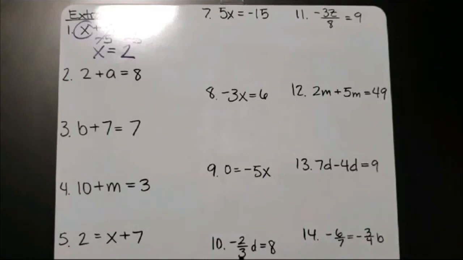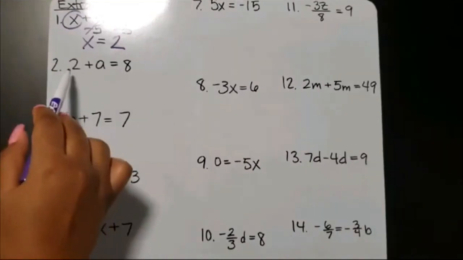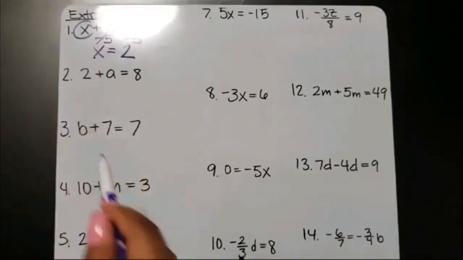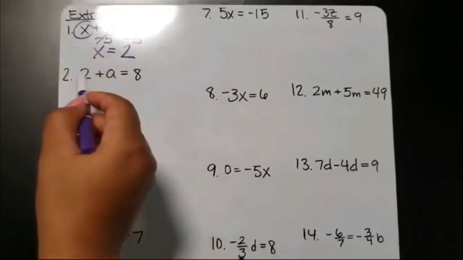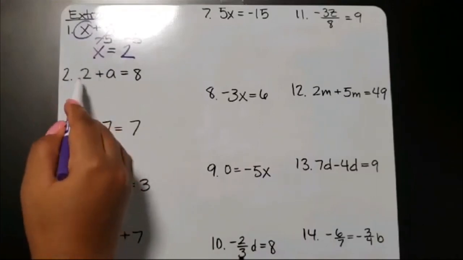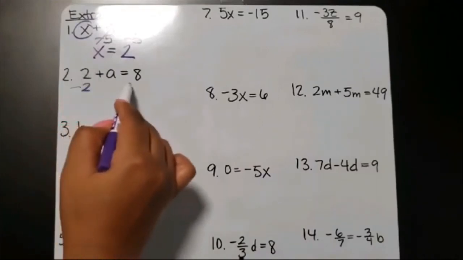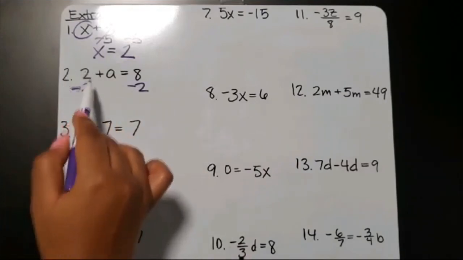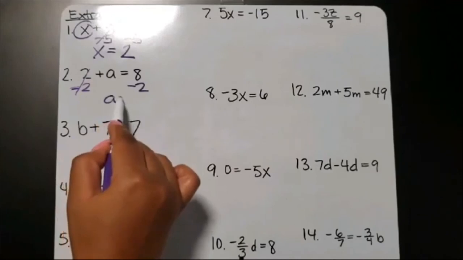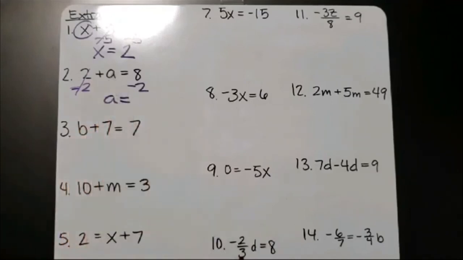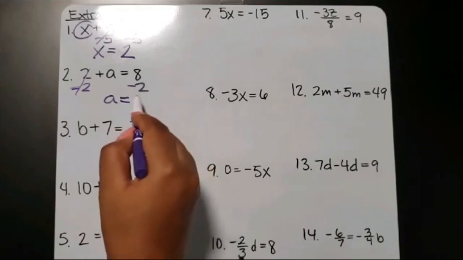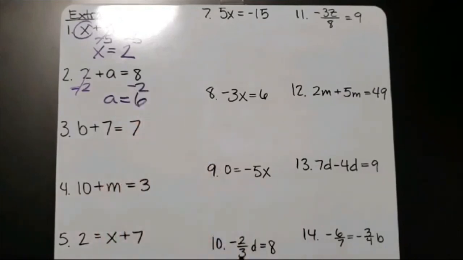All right, for number 2, this 2 is positive, right? It's not a negative sign in front of it, so it's positive. So the way to get rid of a positive number is by subtracting it. So 2 minus 2, of course, is 0. So we have a on the left side. 8 minus 2 is 6. So the answer to number 2 is a equals 6.